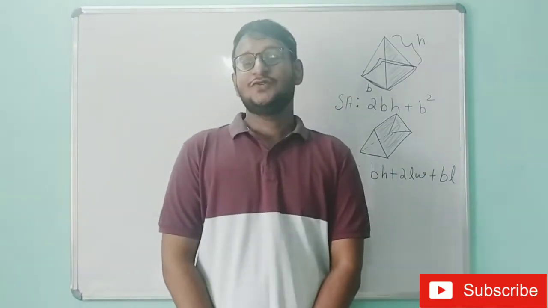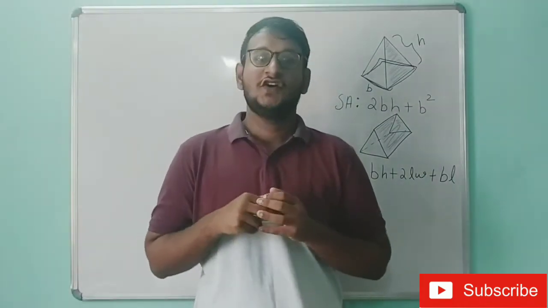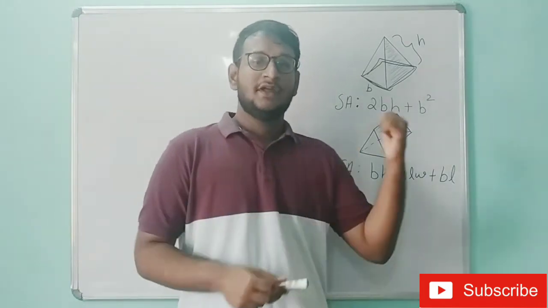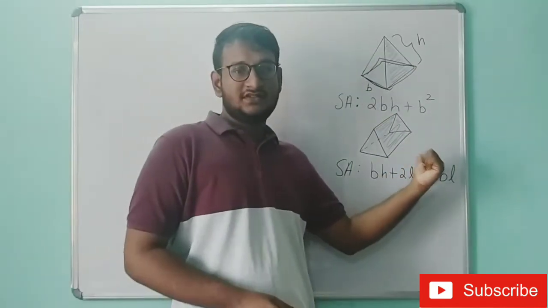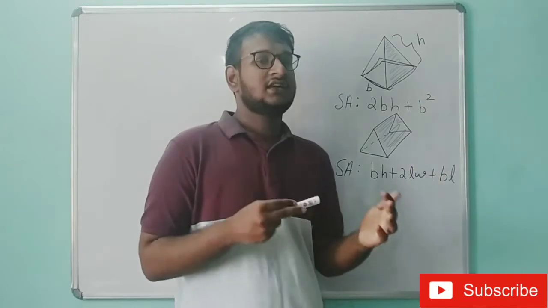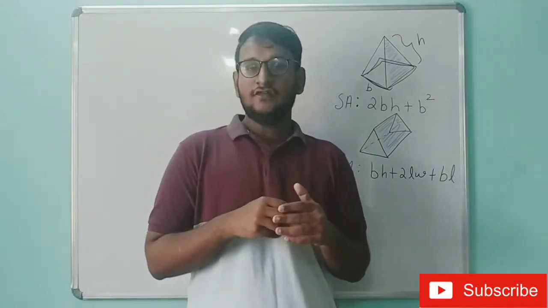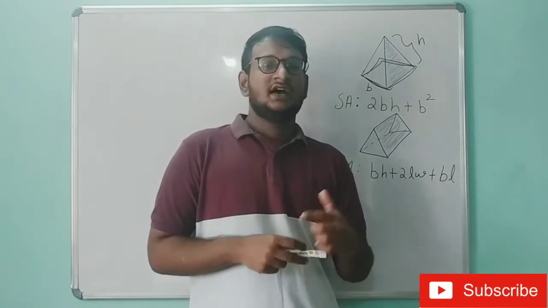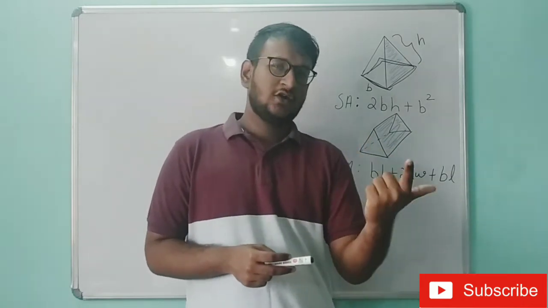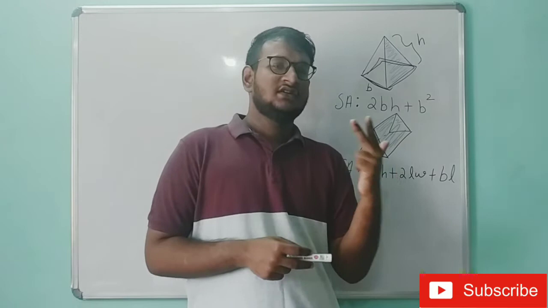I am Ram. So today we are going to see about surface area of three shapes, that is pyramid, then rectangular prism, triangular prism, then the sphere. Okay, so in the last video we saw about the surface area of four other shapes, that is cube, rectangular prism, then two other things.